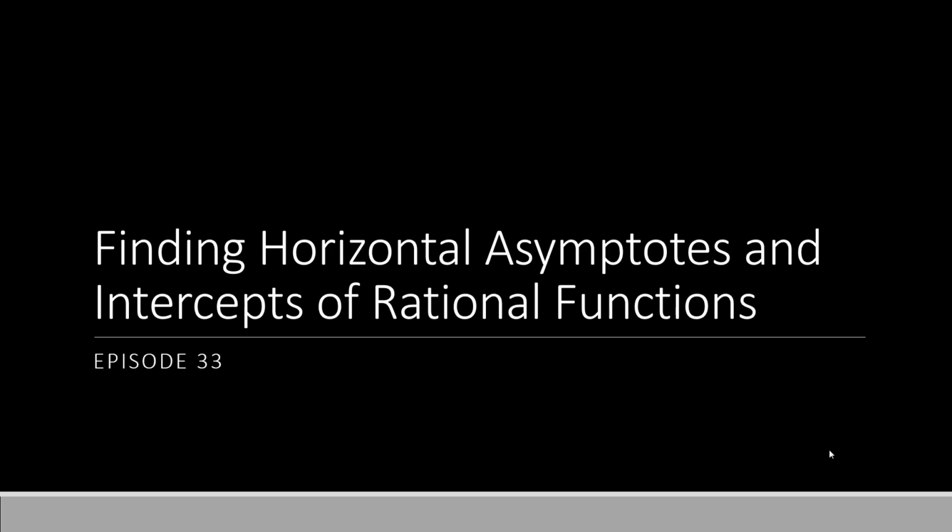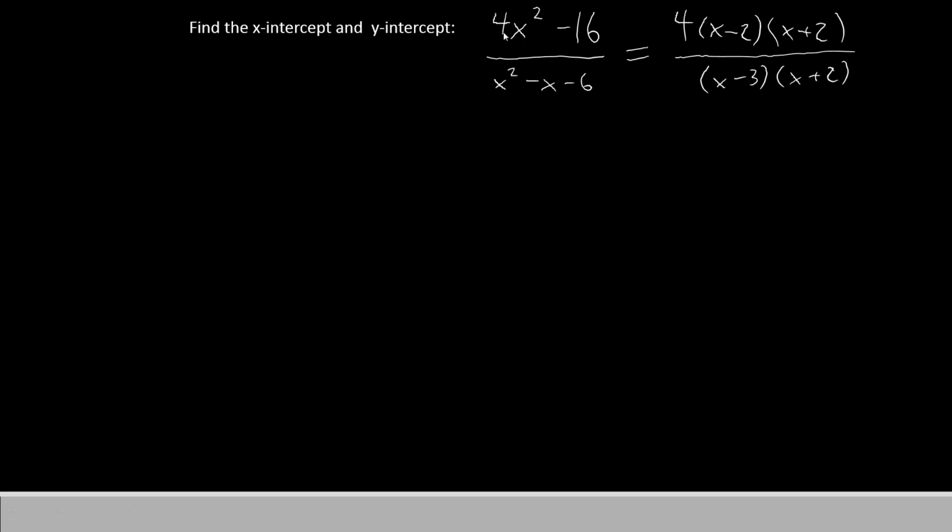Let's get started. Our rational function this time is 4x squared minus 16 divided by x squared minus x minus 6. And our goal is to find the x-intercept and the y-intercept. Now we factored this down into simpler form in the previous episode, so I've written that here as well. 4 times x minus 2 times x plus 2 divided by x minus 3 times x plus 2.